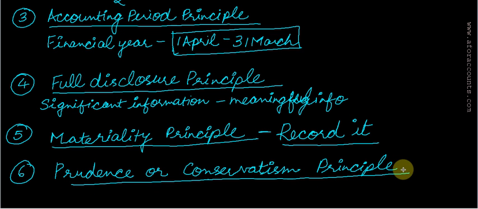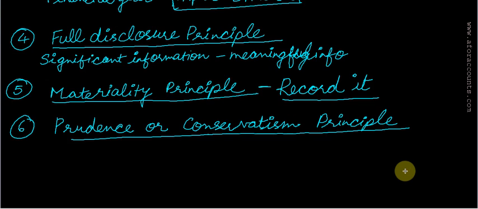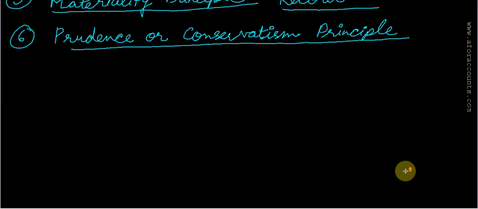Ever heard the word prudence? What is prudence? Prudence is what a man would do in common circumstances, having common sense. That is prudence. Okay. So what will I do? Whatever profit and loss account we are making, to decide whether there is profit or losses, the prudent man will provide for all the possible losses.